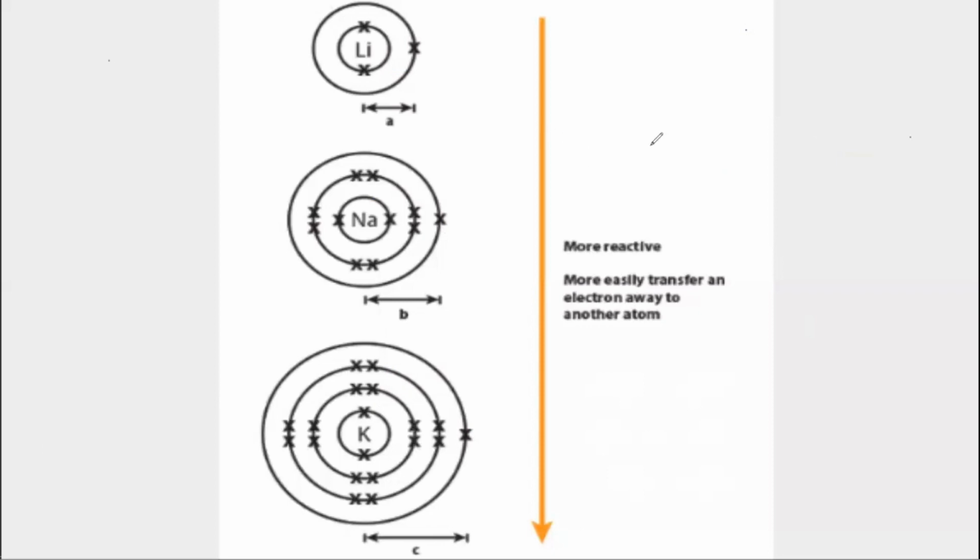It means the ability to lose the electron increases down the group. What is the ability to lose the electron? In one word, we can say reactivity.